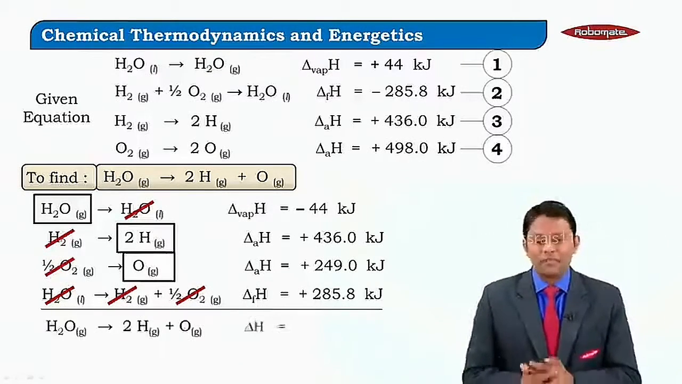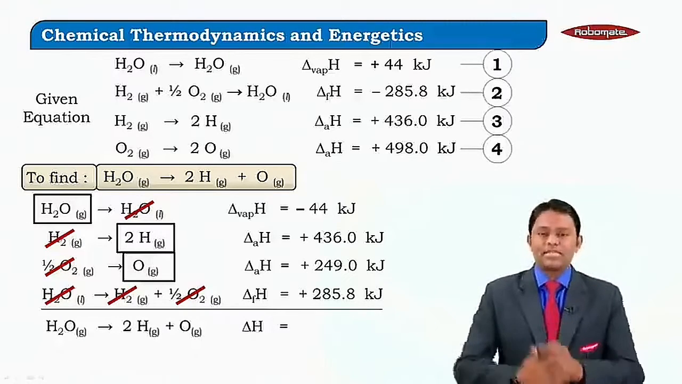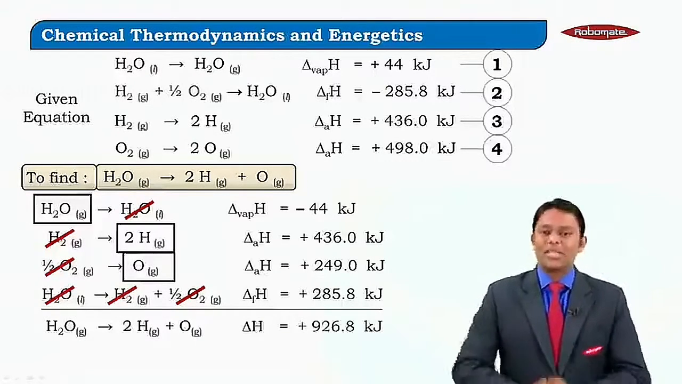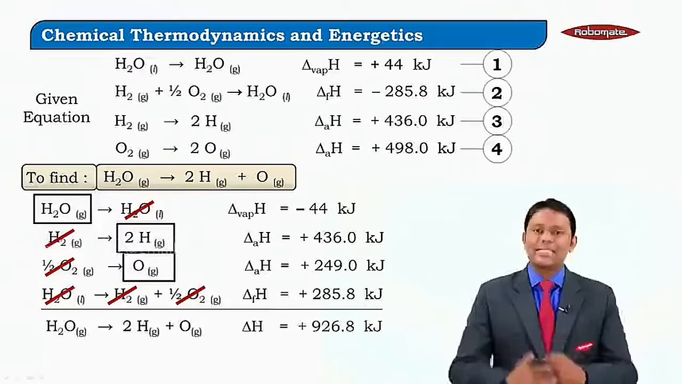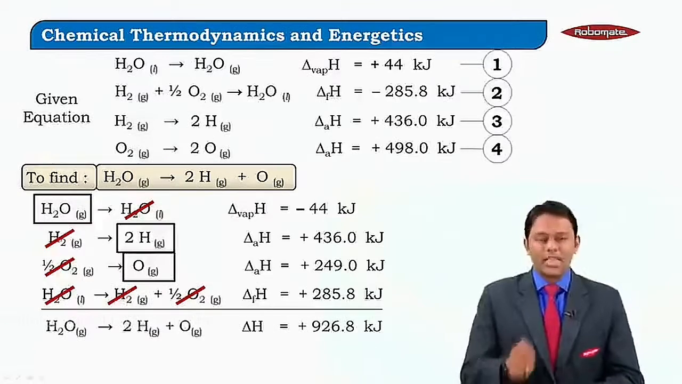So we are left with the given thing which we have to calculate. Simply adding and subtracting the values, we get the answer as plus 926.8 kilojoule. This is how the sum has to be done. Let's quickly take certain MCQs.